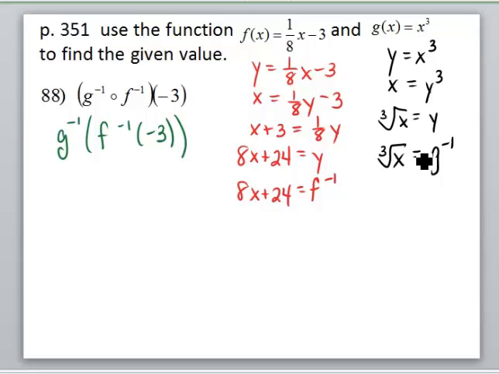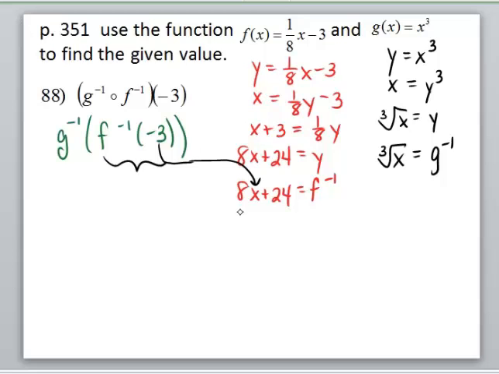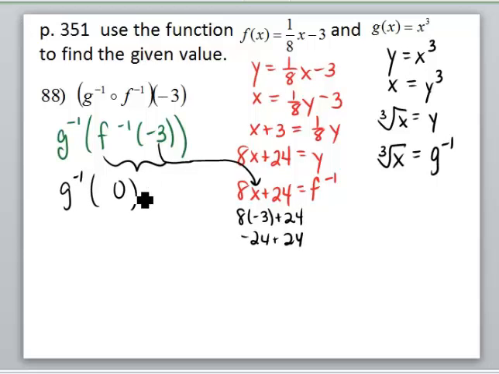Now I'm actually going to be able to figure out what this number is. This just really says plug -3 into the inverse. When you do that, you get 8 times -3 plus 24. Well, that's -24 plus 24, which is 0. So this part right here is equal to 0. Then all you need to do is plug 0 in for the x over here. So g inverse of 0 is 0.